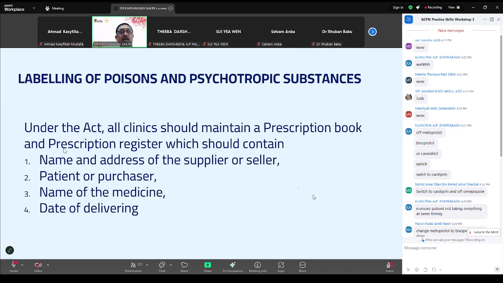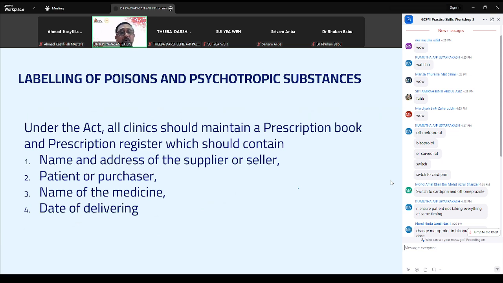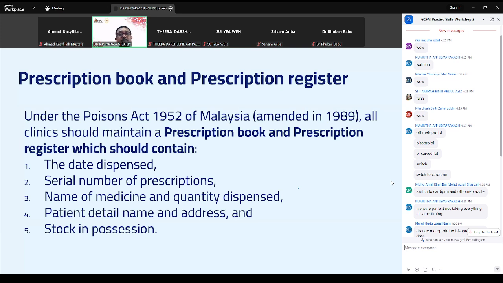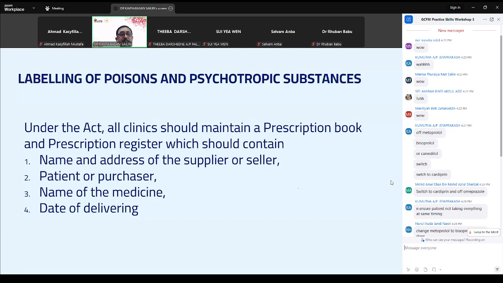Now, on the labeling of poisonous or psychotropic substances, again for the GPs: under the Act, all clinics should maintain a prescription book and a register which should contain the name and address of the supplier or seller, patient or purchaser, name of medicine, and date of delivery. So you need to maintain two books, the prescription book and prescription register, and also the supplier record, especially for psychotropic drugs.